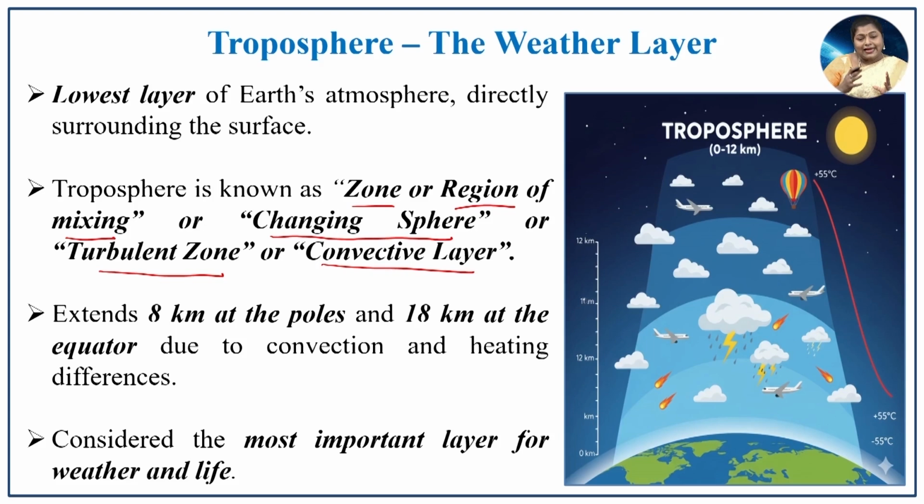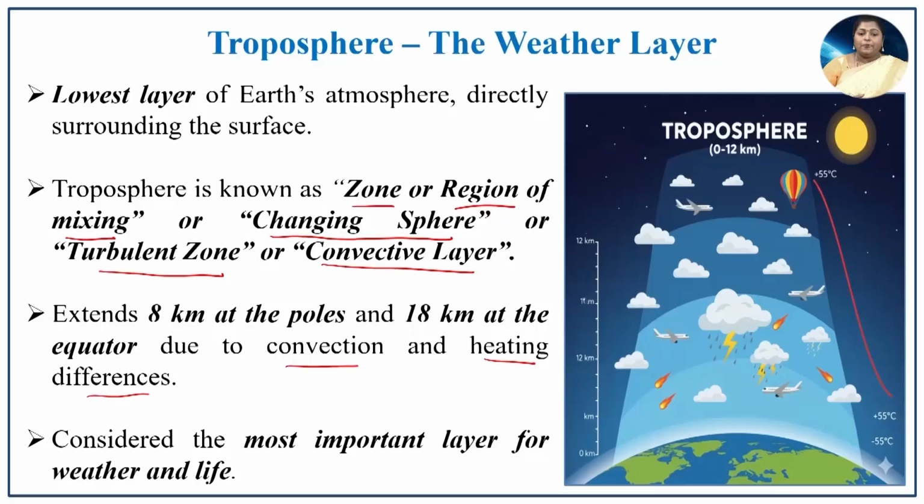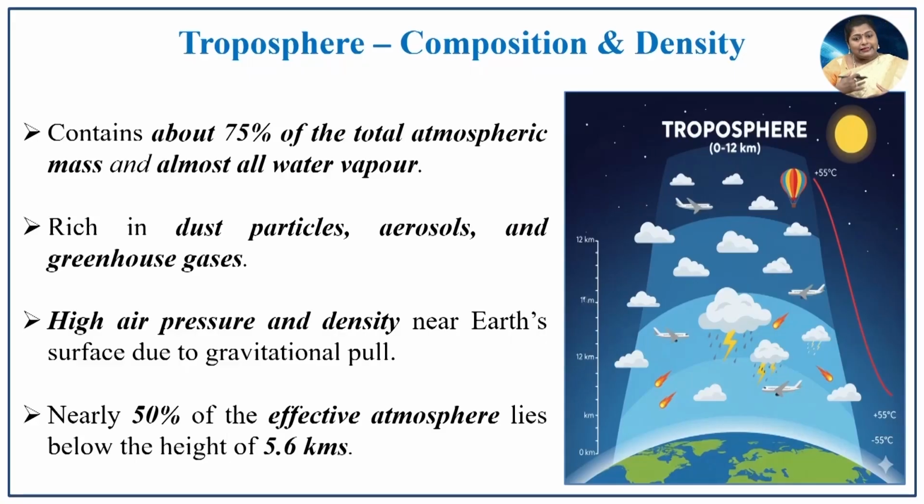All these activities take place in the troposphere. It extends to 8 kilometers at the poles and 18 kilometers at the equator, due to convection and heating differences. This is the major cause of the difference between the equatorial and polar regions. It is one of the most important layers for weather and life forms on the Earth's surface. It contains 75% of the total atmospheric mass and almost all the water vapor. It is rich in dust particles, aerosols and greenhouse gases.